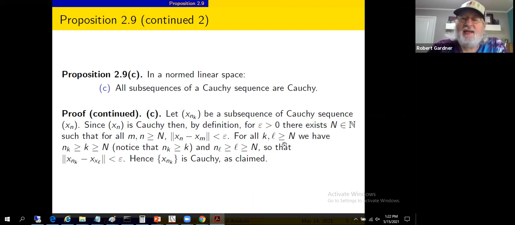So if we take any k and l greater than or equal to capital N, then n sub k will be greater than or equal to capital N, and n sub l will be greater than or equal to capital N, going through the intermediary k's and l's. And so if you look at the norm of x sub n sub k minus x sub n sub l, that is less than epsilon, because the indices are sufficiently large for this to hold. So subsequences of Cauchy sequences are Cauchy, as claimed. Not a surprise.